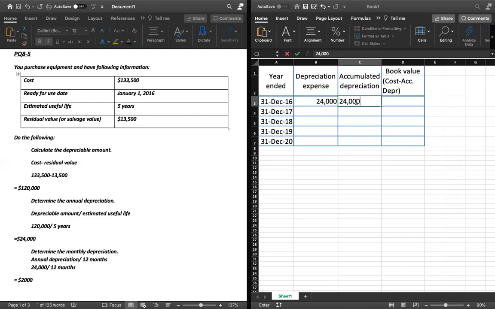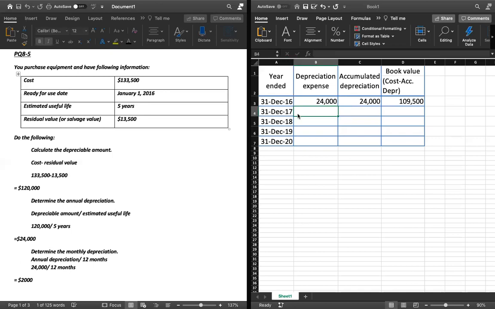And lastly, our book value is calculated by taking the cost of the equipment and subtracting off the accumulated depreciation. So here in our example, we have a cost of $133,500, and we will subtract off our accumulated depreciation, which is $24,000, to get a book value of $109,500. We will then go on to the next year, which is 2017.